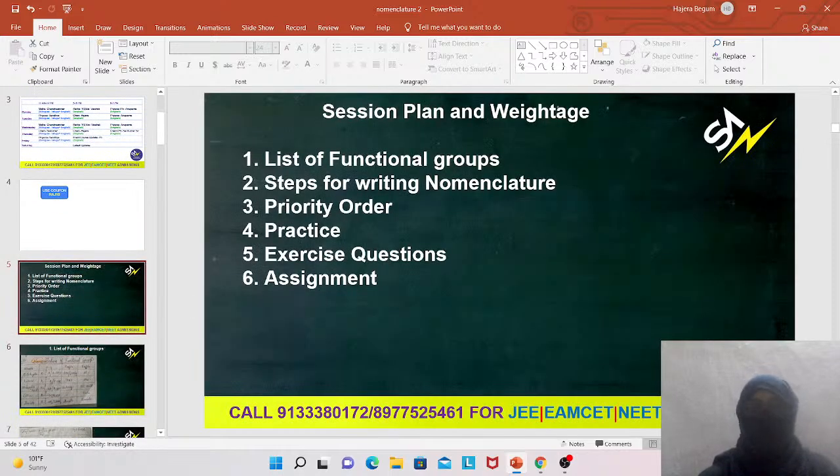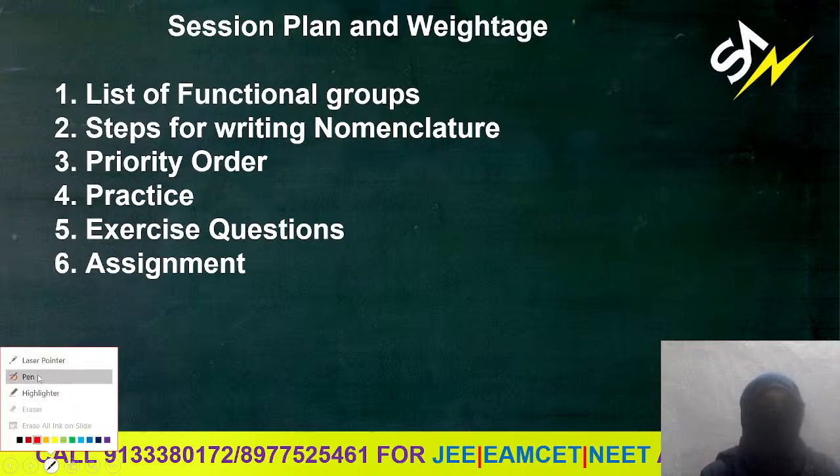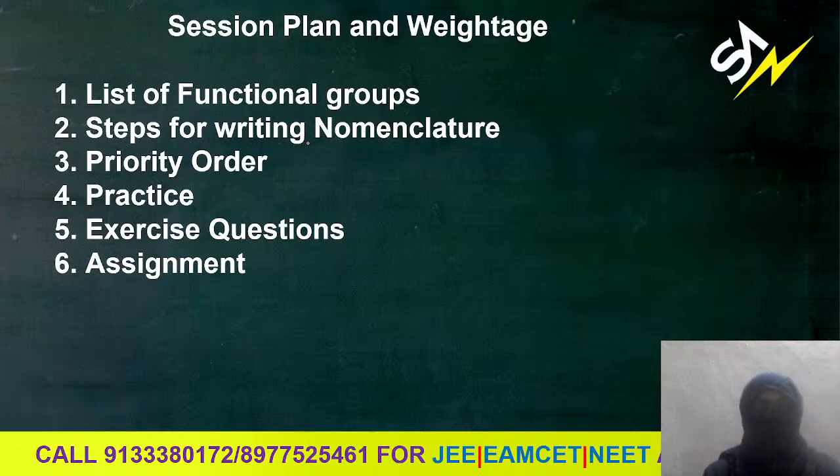So coming to the session plan, today we are going to do the list of functional groups. We have almost 15 functional groups, and after that we are going to talk about the list of steps for writing nomenclature. Next, what is the priority order for the functional groups? Then we have practice questions, as well as exercise questions, and at the end you can take the assignment and upload your assignment in the comment box.